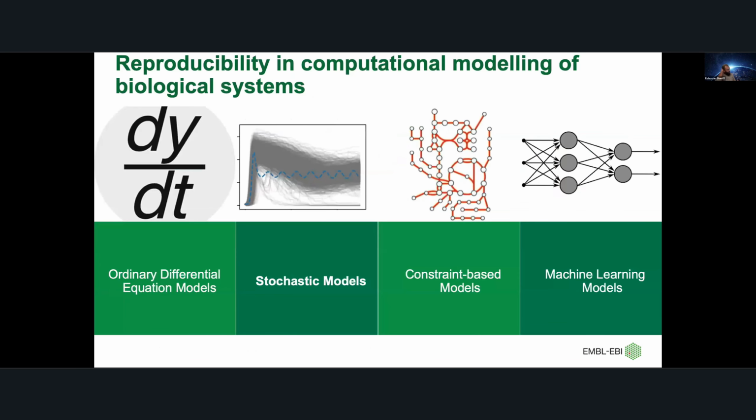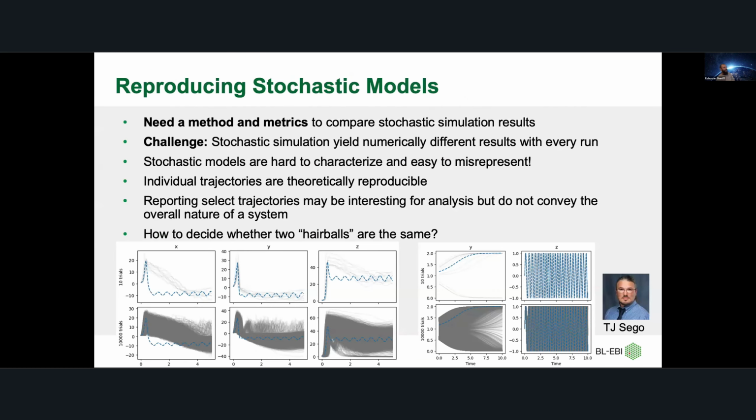Okay, now that I have discussed ODE models, let's move on to stochastic models, right? And stochastic could be differential equation models. We also wanted to improve the reproducibility of these stochastic models. The problem here is that we do not have any approach. And then TJ came, and we had this brainstorming and discussion, and we came up with the idea of how we could compare two stochastic distributions and see if they are reproducible, which means there are two hairballs coming from these different trajectories, and can we compare them and see if they are reproducible.